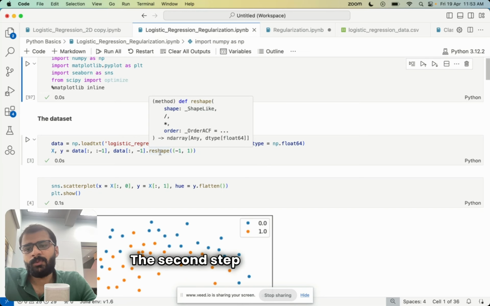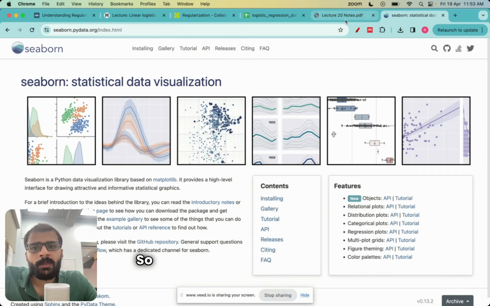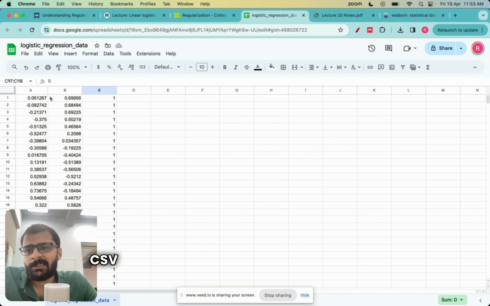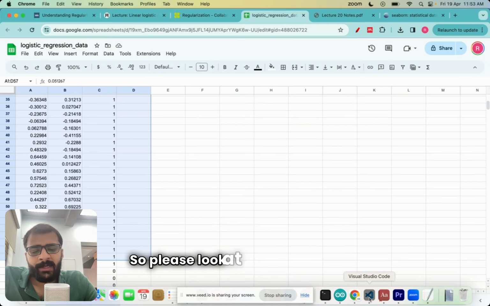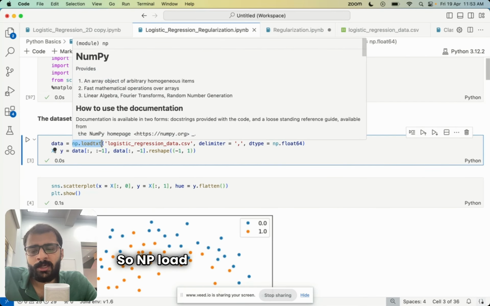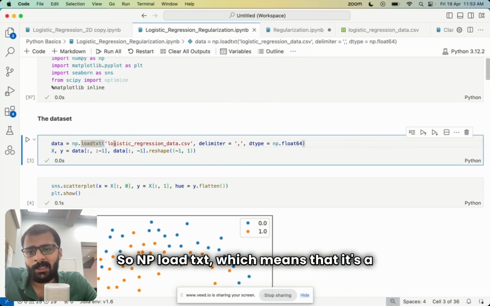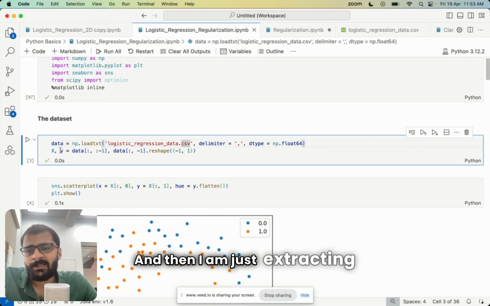The second step which we need to do is load this particular data set. So this is the data set which is in CSV format, what I have shown you over here. So please look at this code and try to understand what I have done here. So np.loadtxt, which means that it's a txt file and I'm loading this particular file, correct? And then I'm just extracting the x data and the y data.